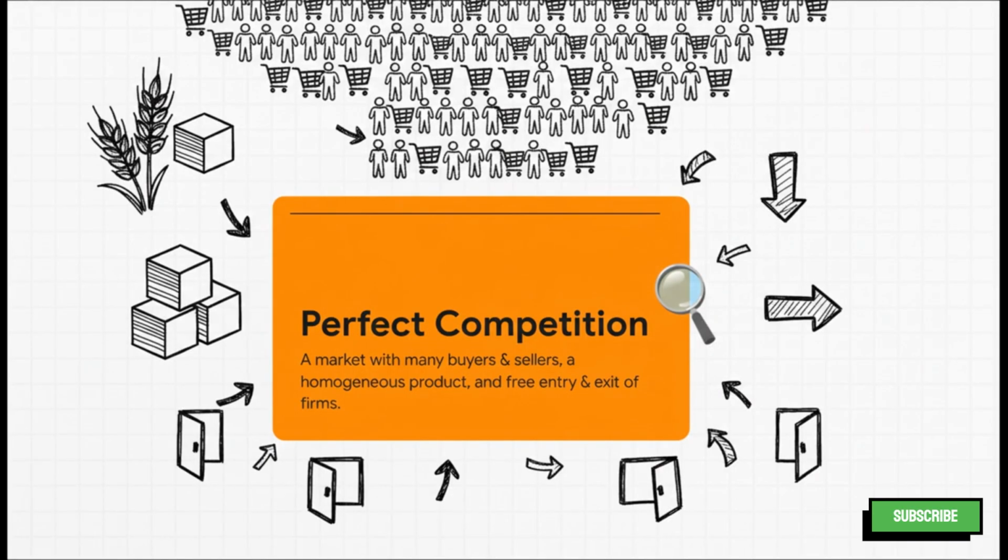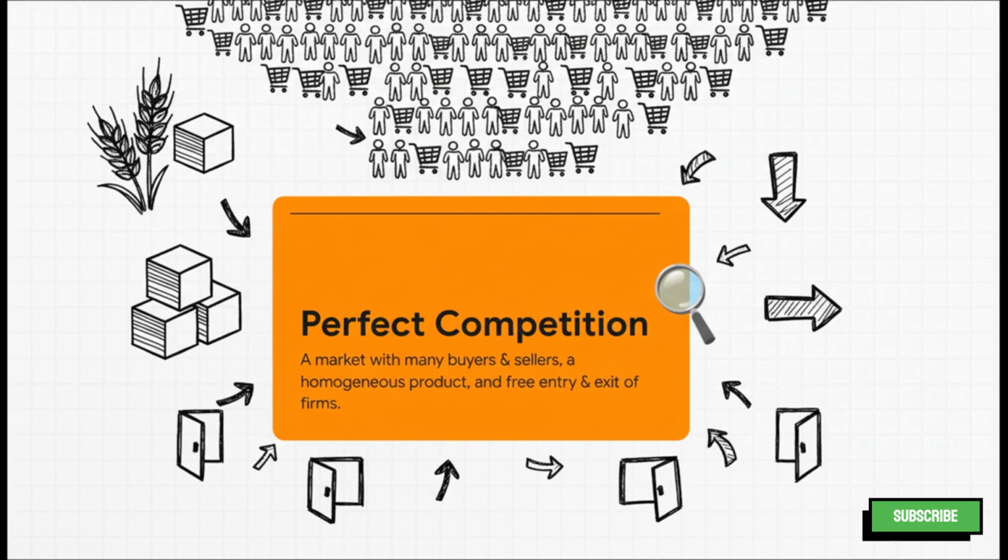Well, this kind of market has a special name. We call it perfect competition. And it really boils down to three main characteristics. First, you've got a large number of buyers and sellers. So many that no single person or firm has any real market power. Second, the product is homogeneous. That's just a fancy way of saying it's identical. One farmer's wheat is the same as the next, so you can't try to sell yours for more.